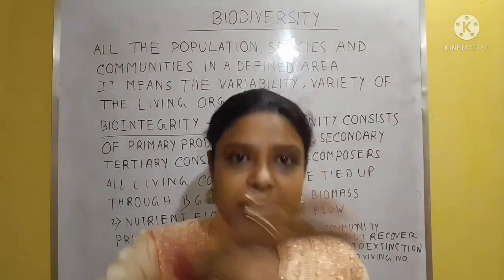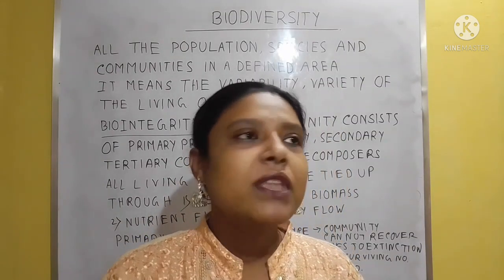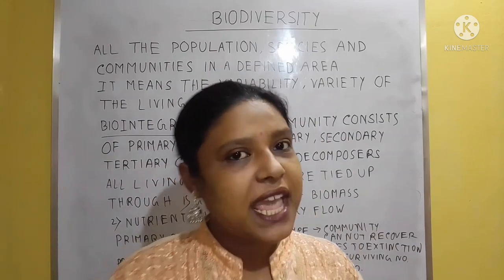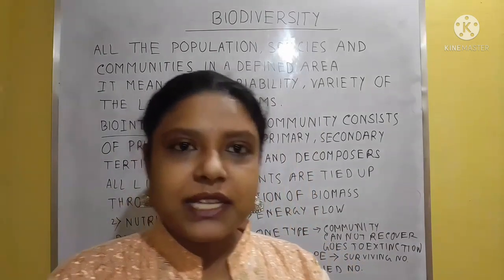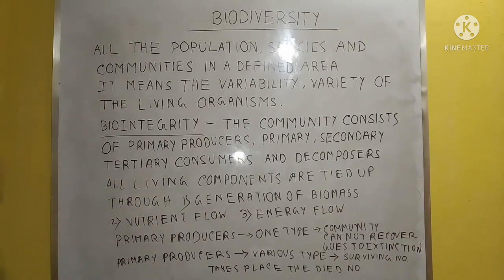So what is biodiversity? Biodiversity means in an ecosystem there are different kinds of species. That is not only animals, plants also, insects also. So all these living organisms are under the biodiversity. Okay, this is the variability or the varieties of the different species. Next we learn what is biointegrity.